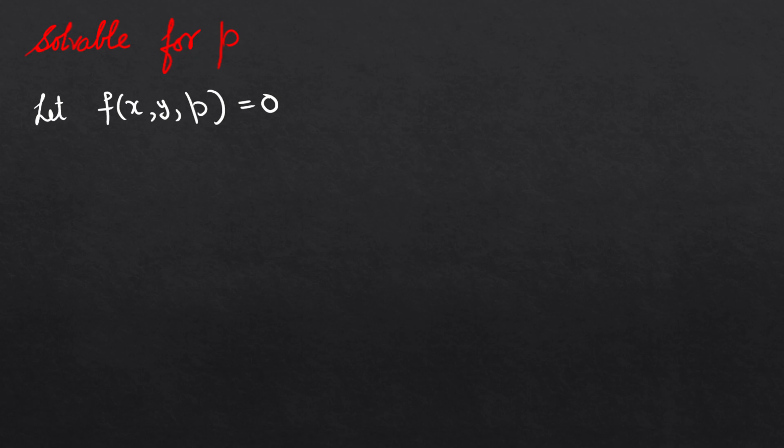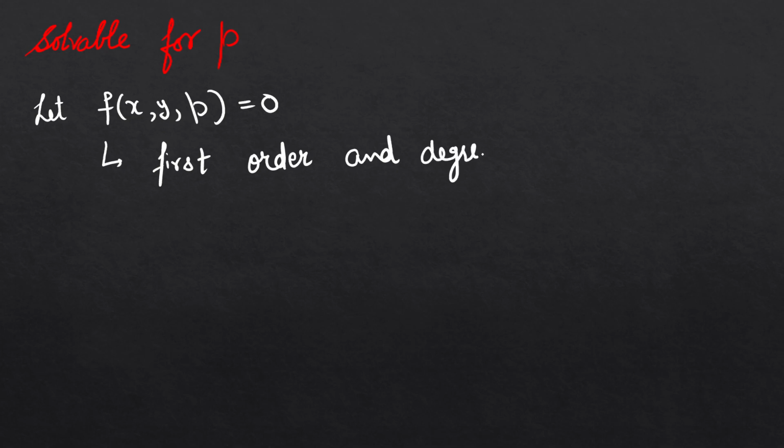Today we will do a differential equation solvable for p. So see here, first of all we have an equation that is f of x, y and p equal to 0. Always remember this differential equation is of first order and degree greater than 1.